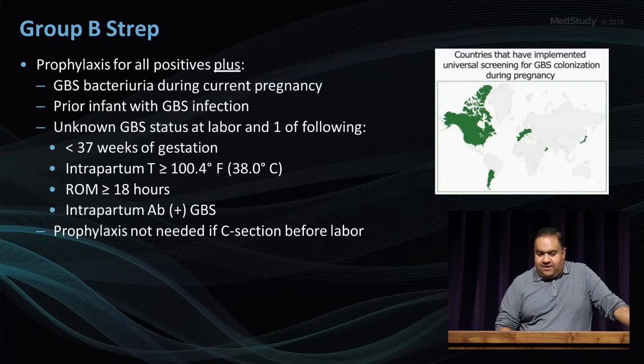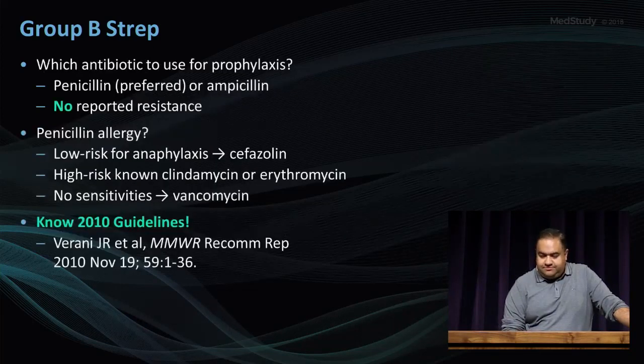So prophylaxis for all positives, GBS bacteria during the current pregnancy. A lot of risk if you have a prior infant with a GBS infection. If it's unknown, if the infant is less than 37 weeks gestation, intrapartum fever, rupture of membranes greater than 18 hours, or intrapartum antibiotics, these are the things that you're going to want to consider.